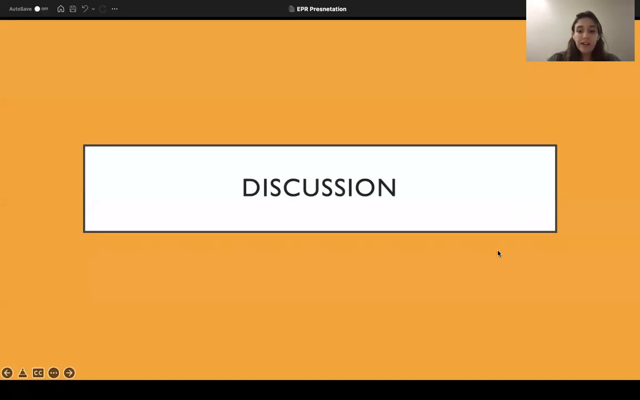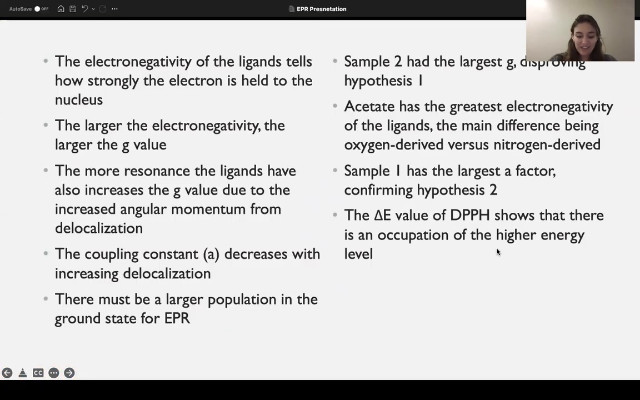Actually, right now. The two factors that affect the g value are electron delocalization and ligand electronegativity. The electronegativity of the ligands tells how strongly the electron is held to the nucleus. So the larger the electronegativity, the larger the g value. But resonance also contributes to that due to the increased angular momentum from delocalization. And the coupling constant A decreases with increasing delocalization.